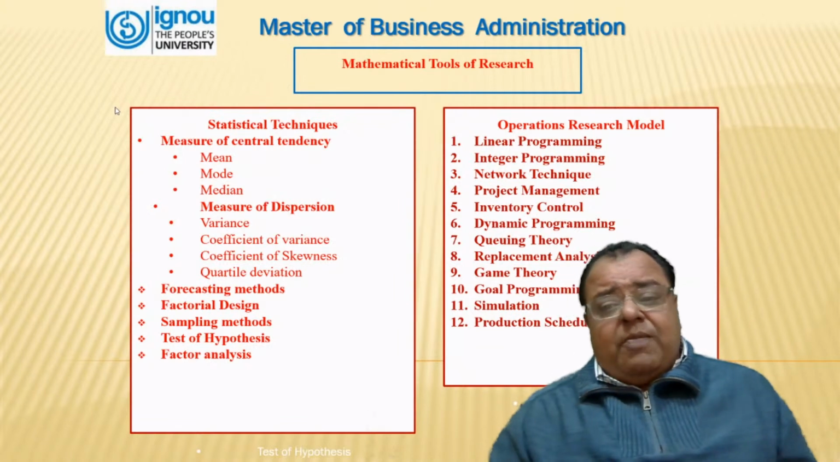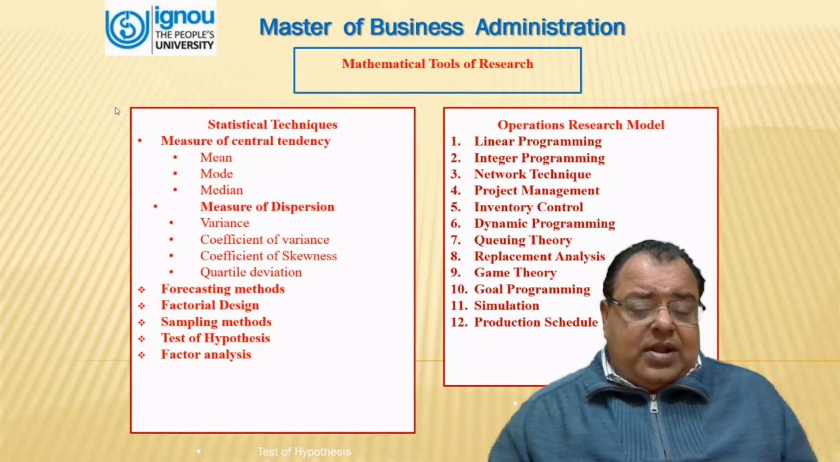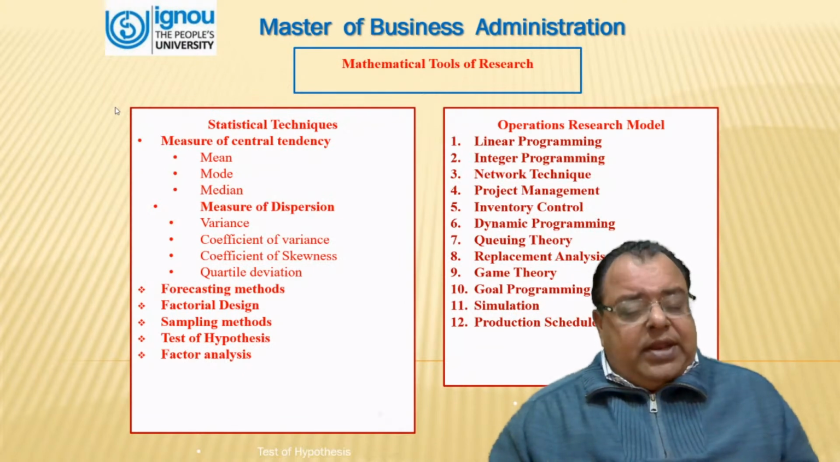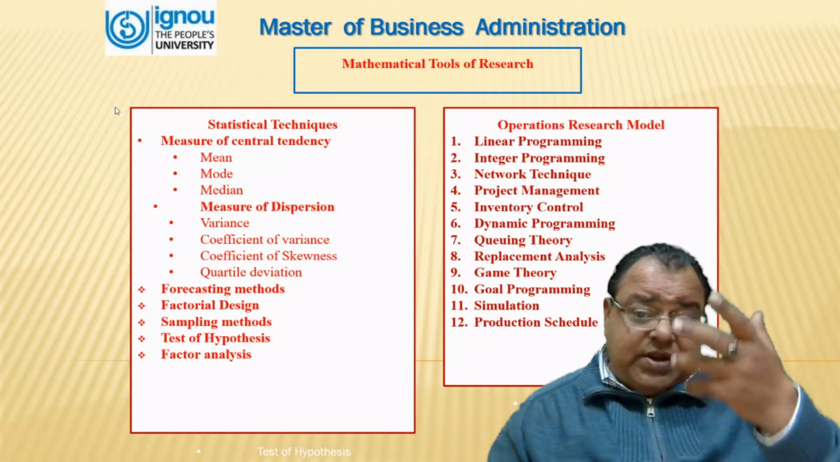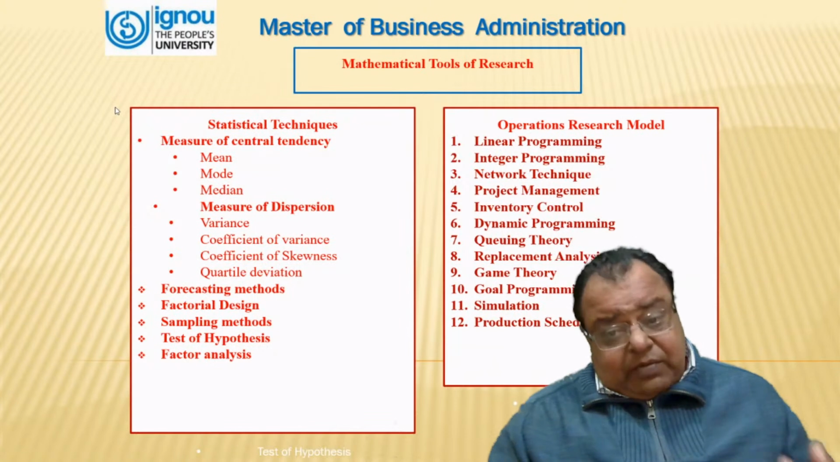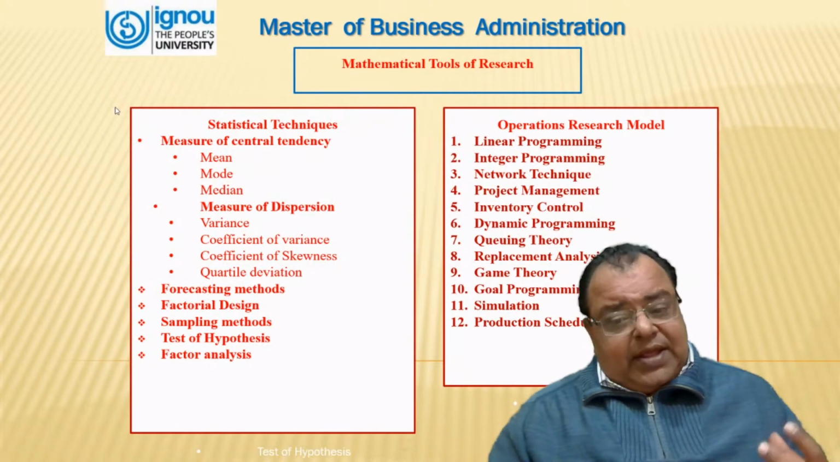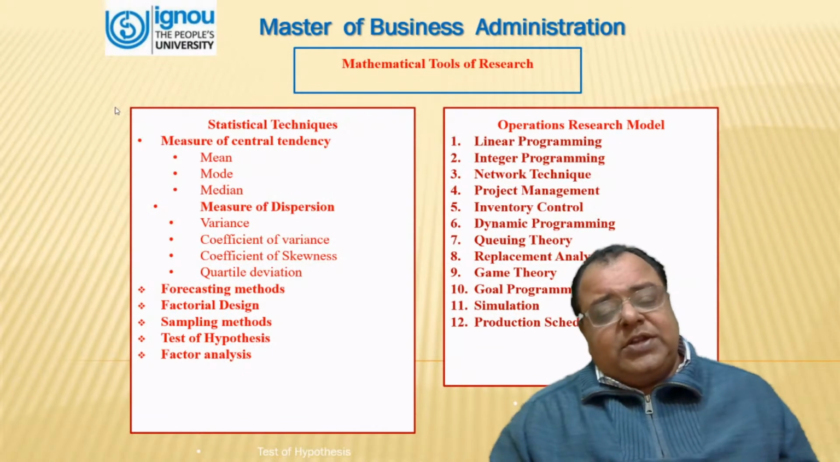And if we talk about operational research models, these are all the models or techniques which are used in operational research: linear programming, integer programming, network techniques, which include CPM and PERT, project management, inventory control, dynamic programming, queuing theory, replacement analysis, game theory, goal programming, simulation, and production scheduling.